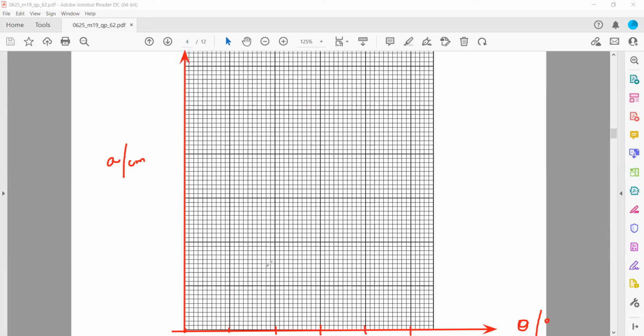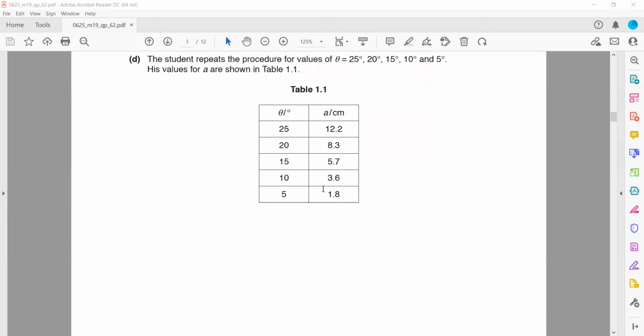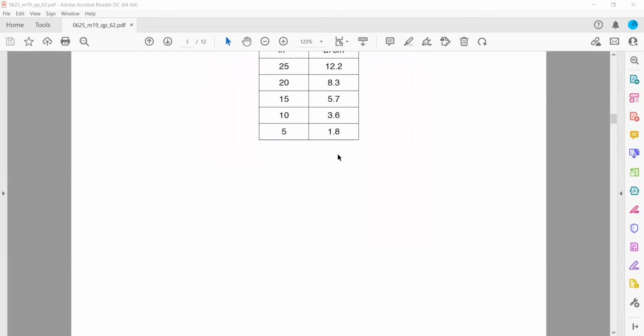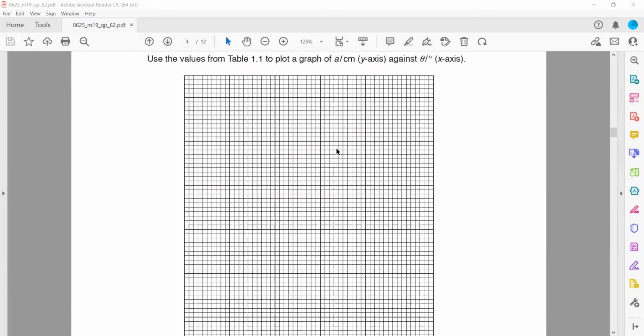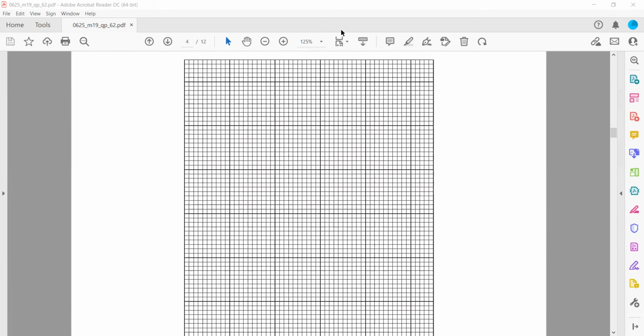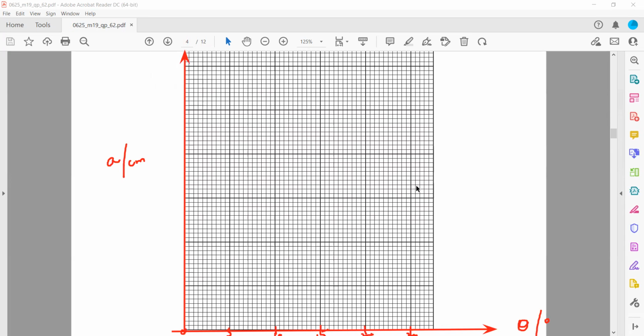Try to use more than 70% of your graph paper. Extend the scale as much as you can. So 0, 5, 10, 15, 20, and 25. And what about the values of A? The minimum is 1.8 and the maximum is 12.2. So we have to select a scale for A in which we can include all these values.